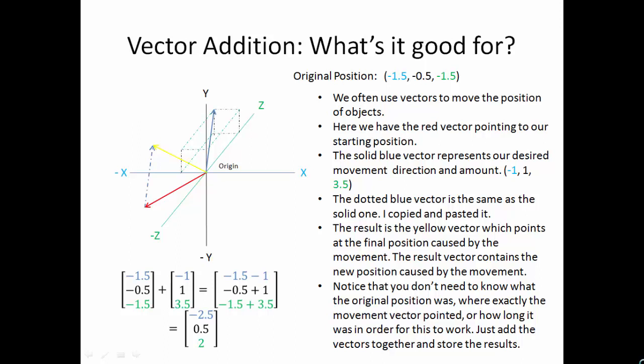So going back over that, we've got our red vector, and we want to add the blue vector to the red vector. Basically, the red vector represents our starting position, the yellow vector represents our ending position, and the blue vector represents our movement, probably movement per frame. And the blue vector points in the direction we want to move in. In 3D space, notice that this vector could point anywhere. So we're not moving straight down the axis.